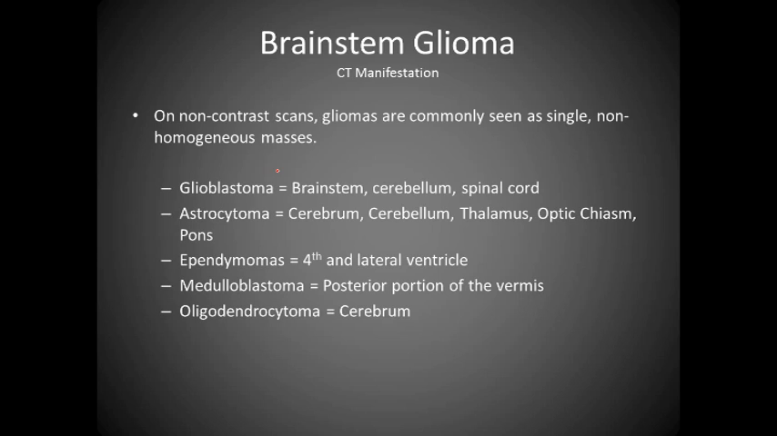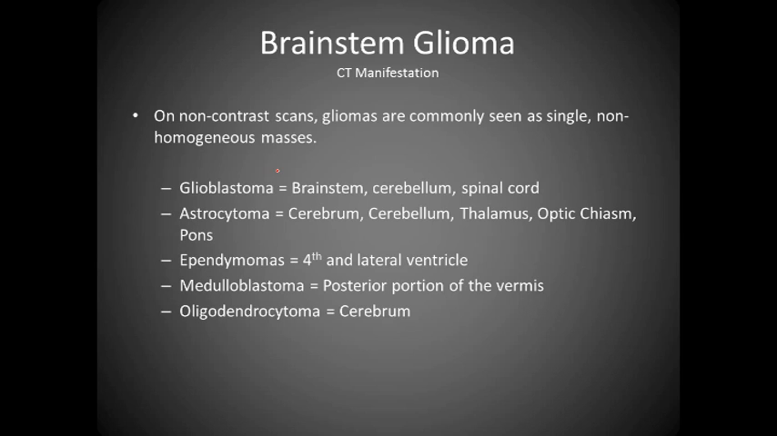So we see on non-contrast scans, gliomas are commonly seen as single, non-homogeneous masses. A glioblastoma will occur usually in the brainstem, cerebellum and spinal cord. The astrocytoma will occur in the cerebrum, cerebellum, thalamus, optic chiasm, and pons. The ependymomas occur in the fourth and lateral ventricles. Medulloblastomas occur in the posterior portion of the vermis, and the oligodendrocytomas occur in the cerebrum.